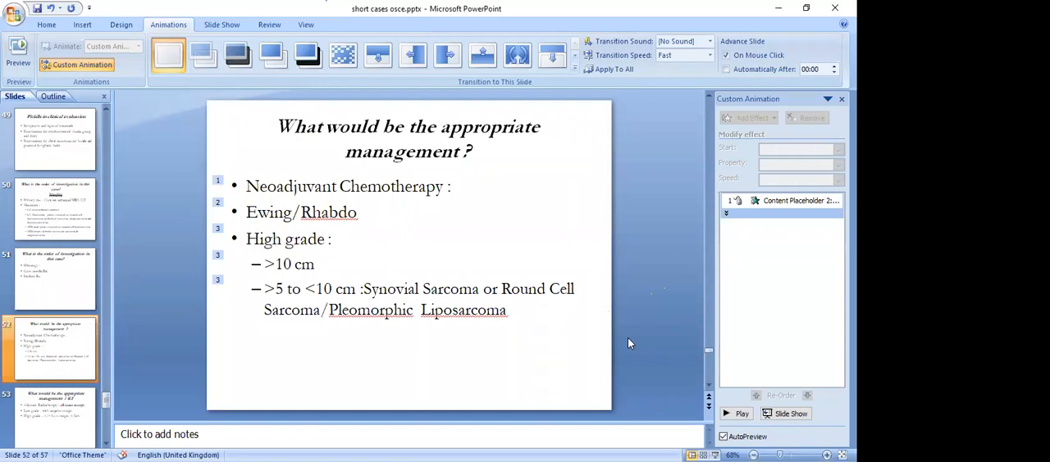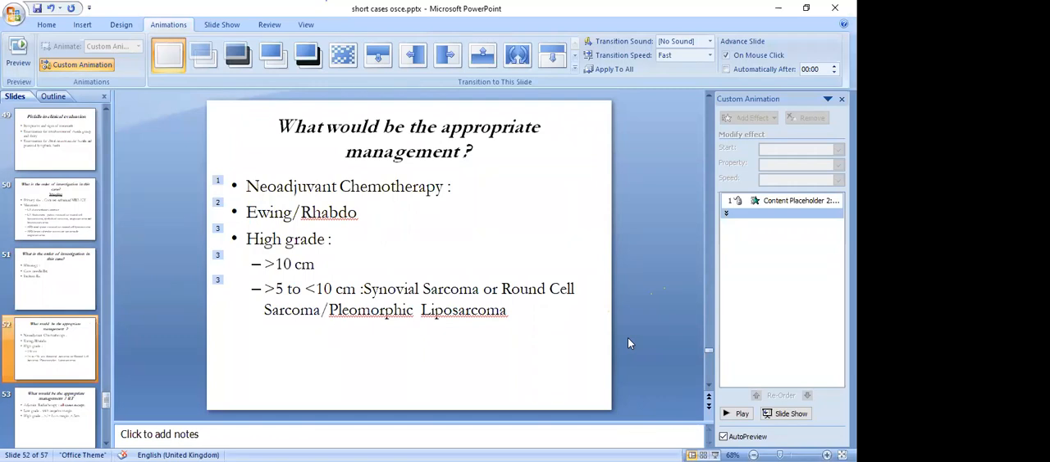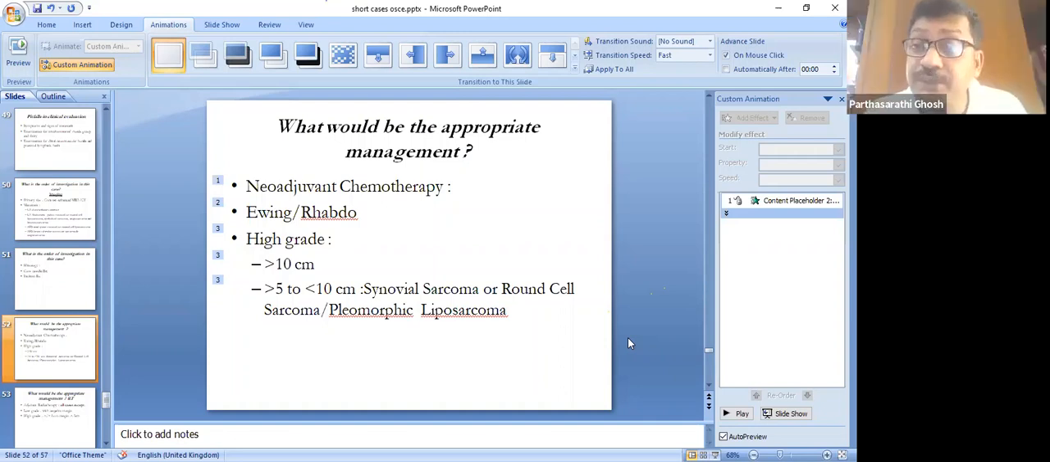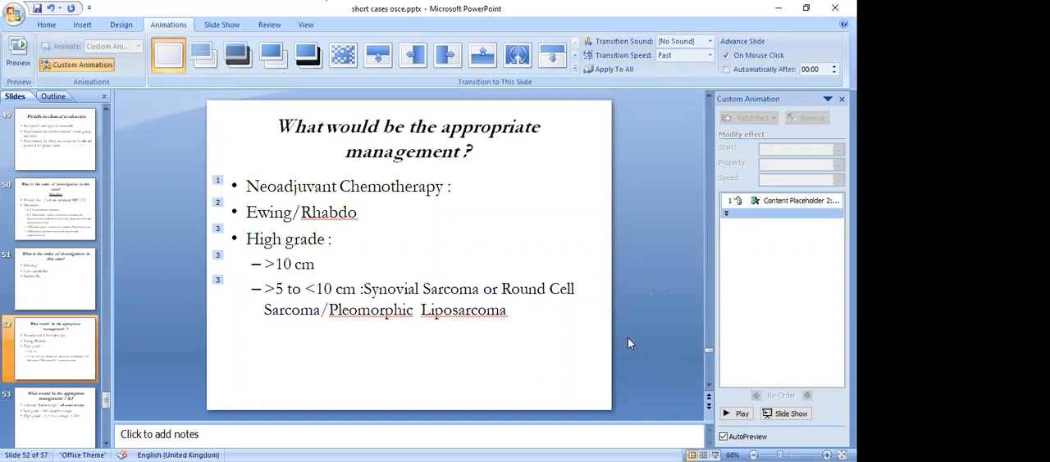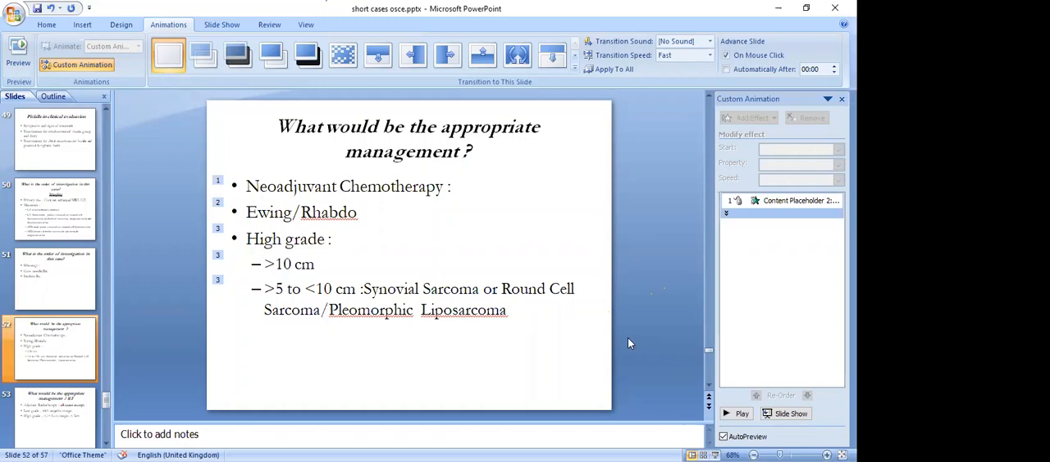You want to give radiotherapy in this case? No, not neoadjuvant. I am talking about the adjuvant. Adjuvant, yeah. It depends upon the tissue or tissue specimen.